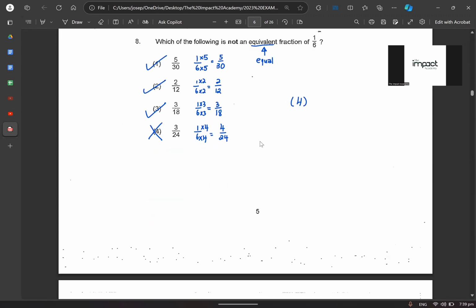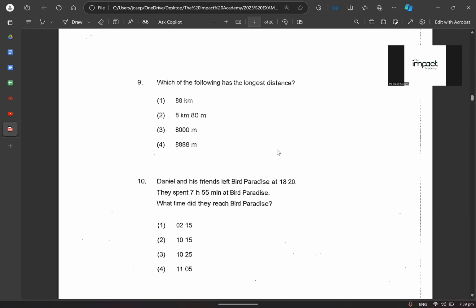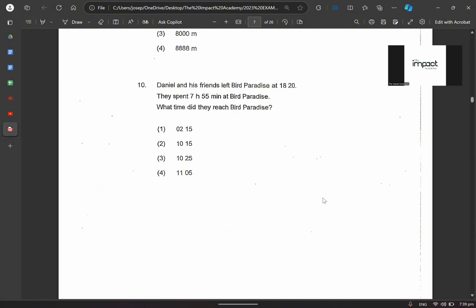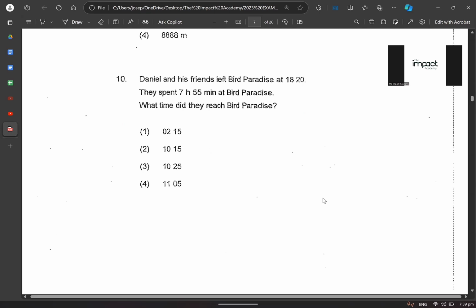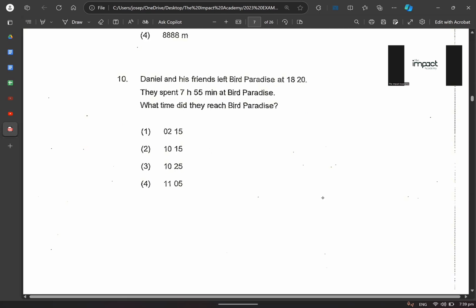Very good. Okay, now the next question that I want to talk about is question number 10. Let's read question number 10 together. It says that Daniel and his friends, all of you say Daniel and his friends. Daniel and his friends left Bird Paradise at what time? 18:20. Now, this is a time question, correct or not? All right, this is a time question.